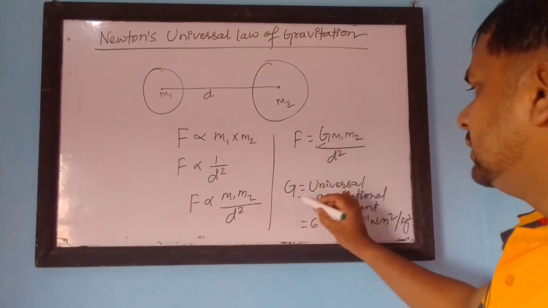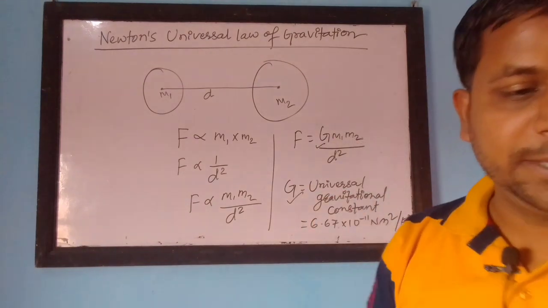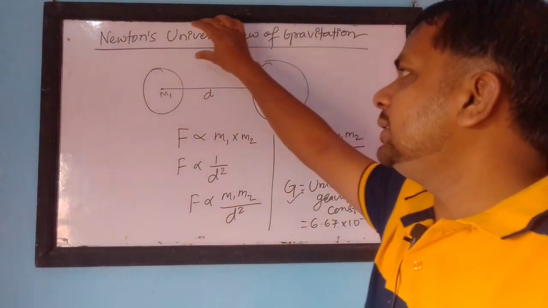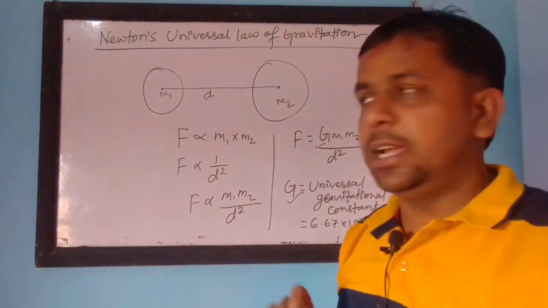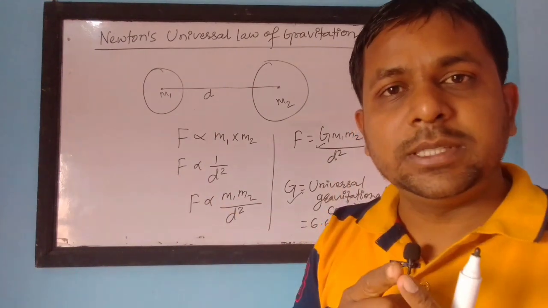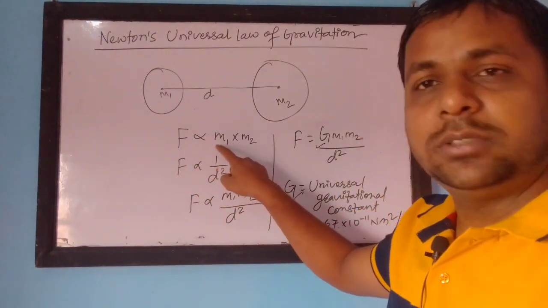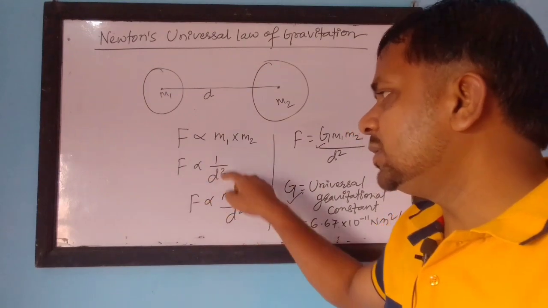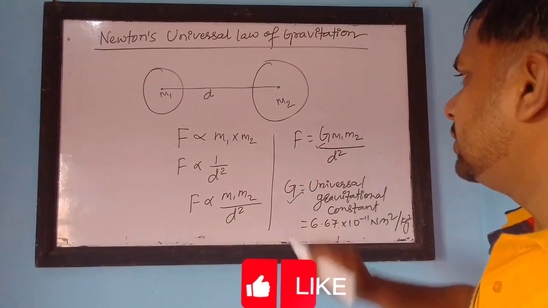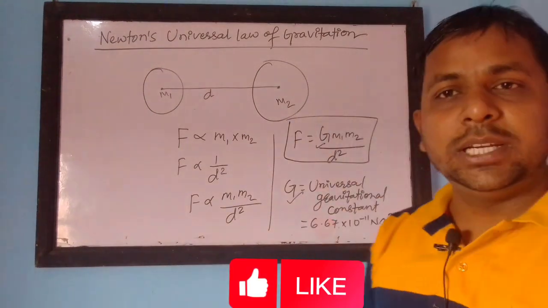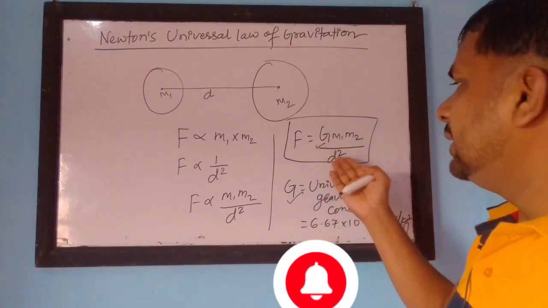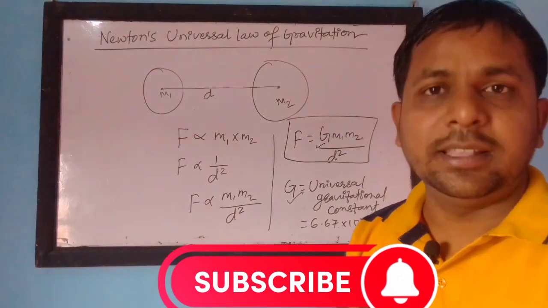Let us define this universal gravitational constant. I hope you understood Newton's universal law of gravitation. The statement of this law is that when there are two bodies of some masses, there is some force of attraction between them, and that force is directly proportional to the product of masses and inversely proportional to the square of distance between their centers. And from this we obtain this formula. By this formula we can calculate the value of force between different bodies of different mass, if they are placed at different distances.